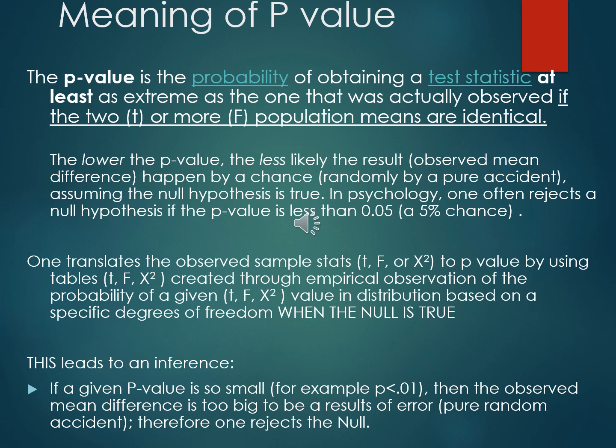Therefore, the larger the difference in observed means, the bigger the t-value. And the p-value is very small when the t-value is large. This is because if you assume that two population means are the same, the probability of obtaining such a large t-value is very small. And that's the meaning of the p-value.